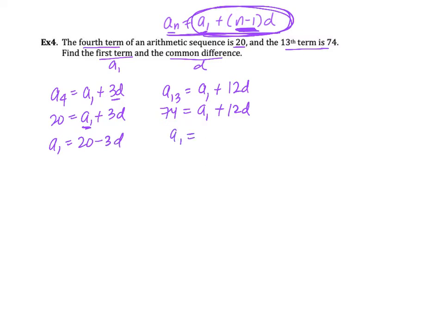I'm going to isolate my a sub 1, that's going to be 74 minus 12d. And I'm just going to set those equal to each other, right? Because they both equal a sub 1. So I'm going to find my common difference first.